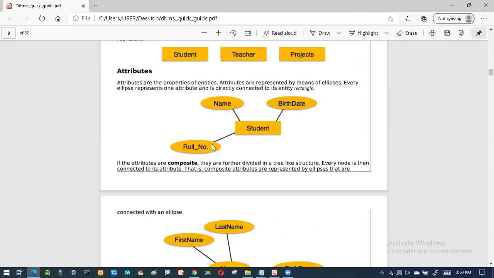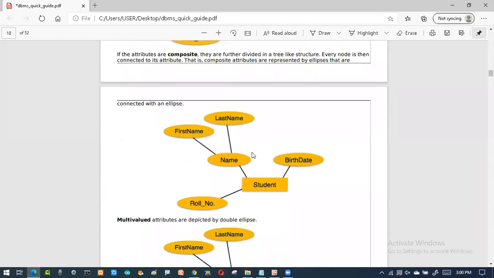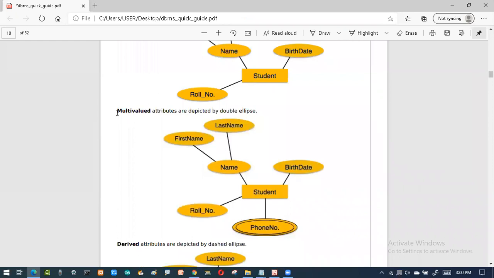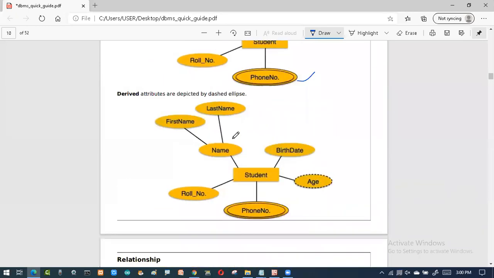So here you can see these examples. Here you can see the multi-valued attribute. This is the example which tells about the multi-valued attribute. Now when I say derived attribute, from all this I can understand this is a derived attribute.